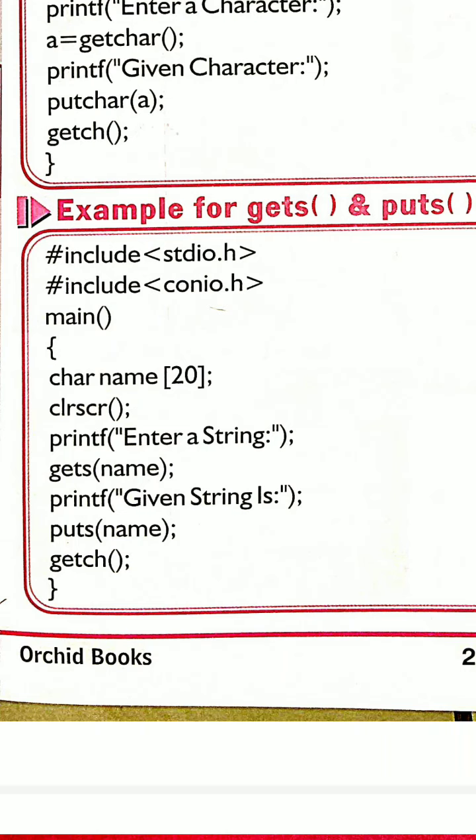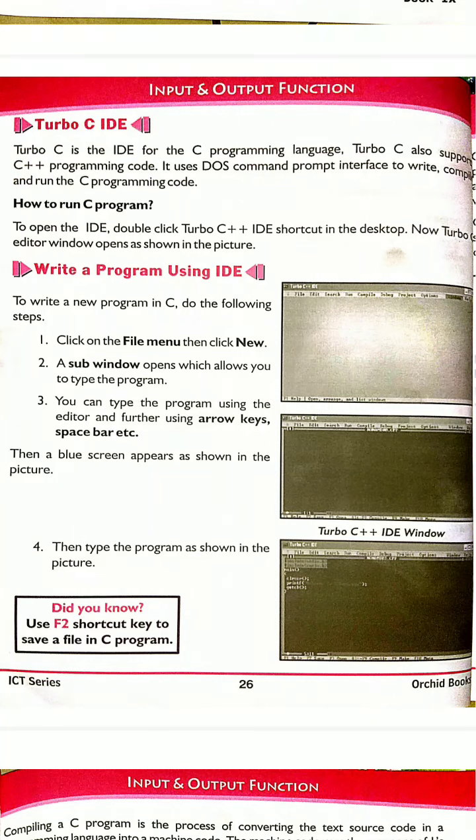Okay, so next is Turbo C IDE. IDE stands for integrated development environment. Turbo C is software that is used to program in the C language. This software is available on the internet, so you can download it and install it on your computer to work with the C language. In an IDE, so many services are grouped together to form a software. So how do we write a program in an IDE?